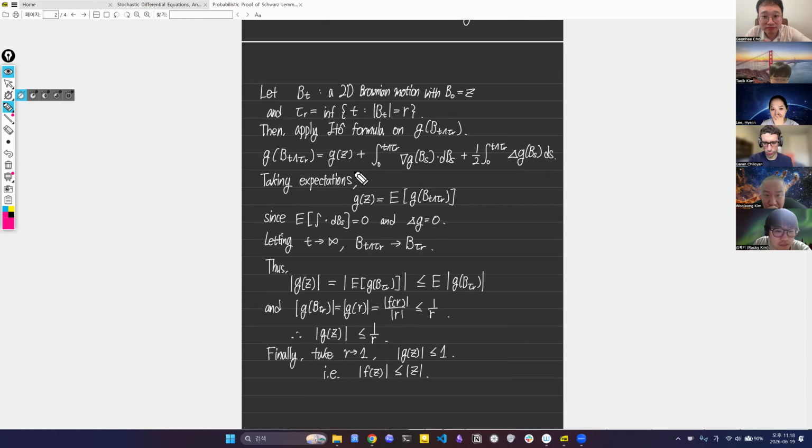Yes. Ito's formula gives this equation, and because g is holomorphic, this part goes to zero automatically by taking the expectation.